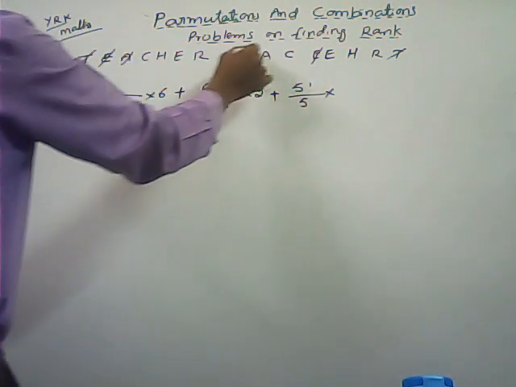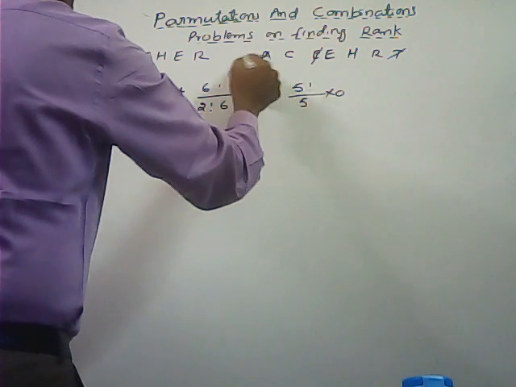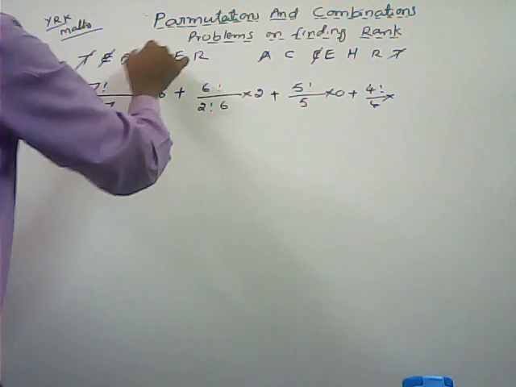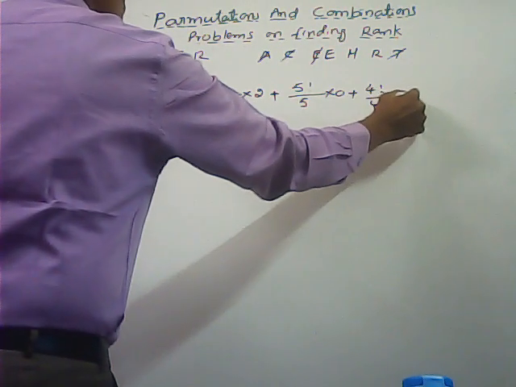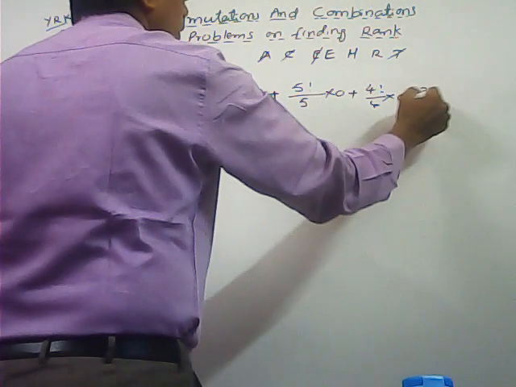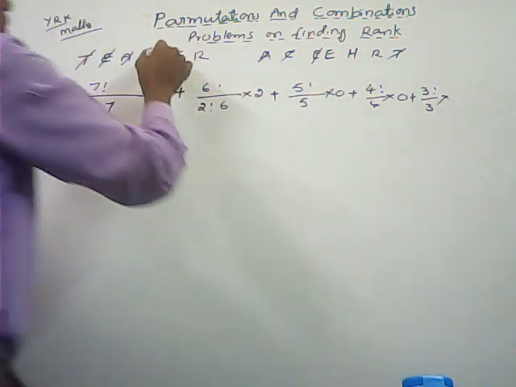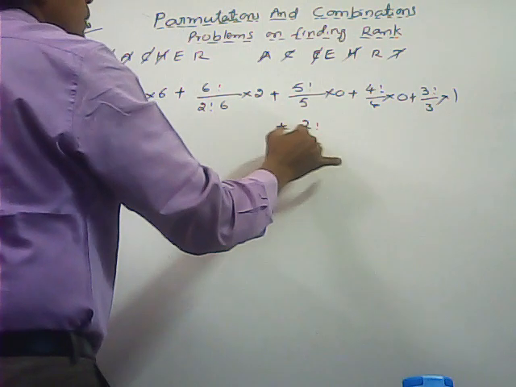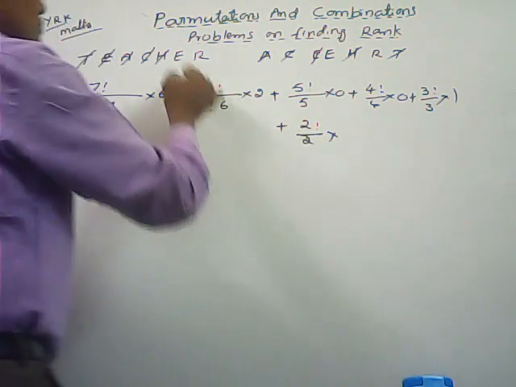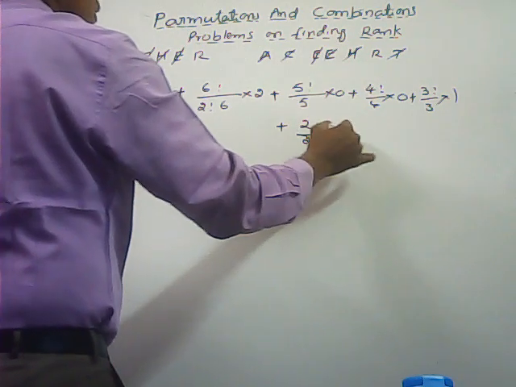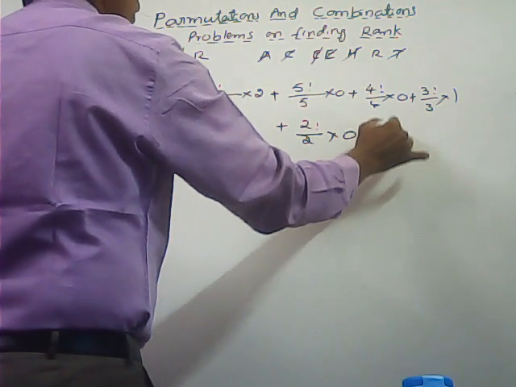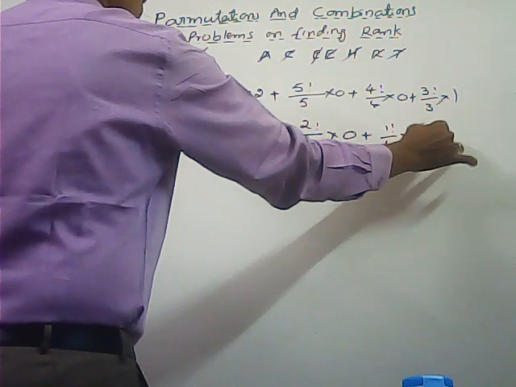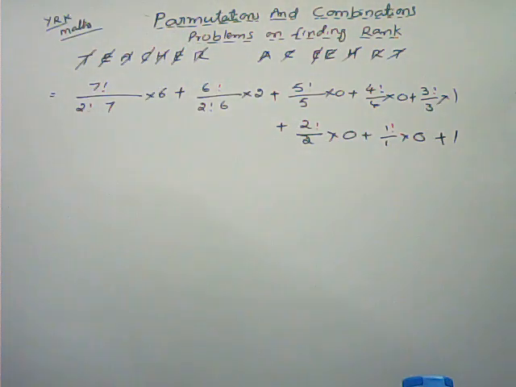If I cancel A, before A free letters 0 are there. Now 4 factorial upon 4, into, if I cancel C, before C also number of free letters 0. Here 3 letters are there. 3 factorial upon 3, into, if I cancel H, free letter 1 is there, plus 2 factorial upon 2, into, second E, 0, plus 1 factorial by 1, into, if I cancel R, before R free letters are 0, plus 1, the teacher itself only.